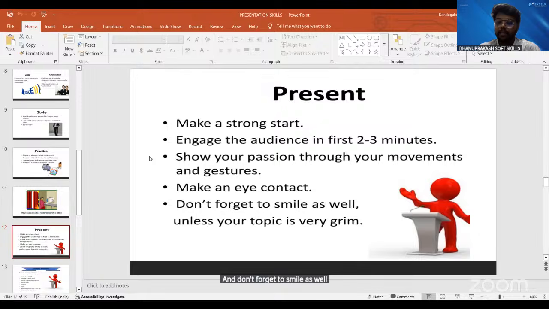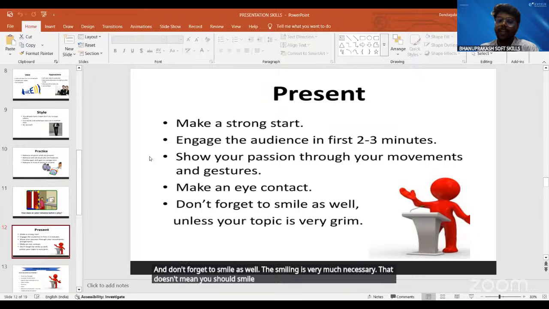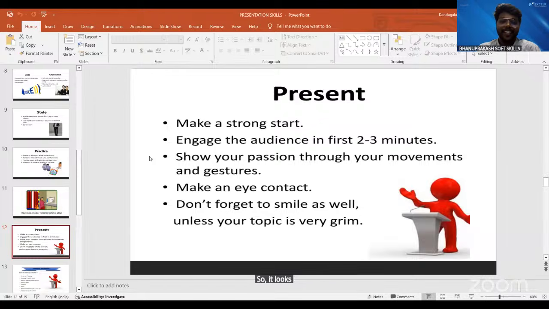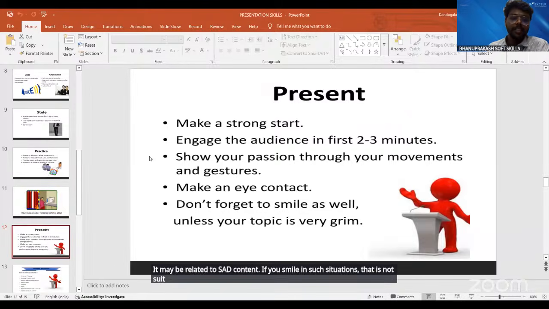Smiling is very much necessary. That doesn't mean you should smile throughout the interview or throughout the presentation. Sorry. If you smile throughout the presentation, what will happen? It looks so weird, right? So smile when it is appropriate, unless your topic is very grim. Some topics are not related to any normal content. It may be related to sad content. If you smile in such situations, that is not suitable, right?